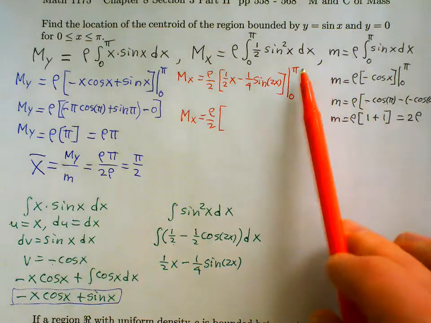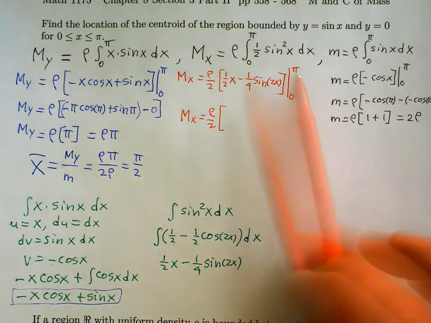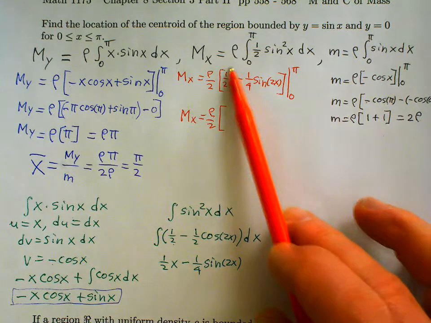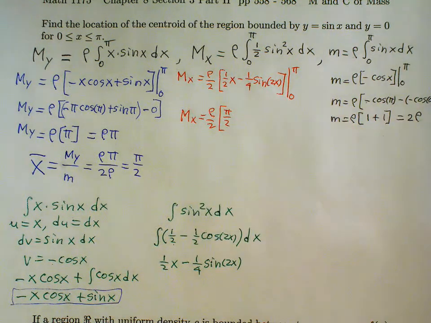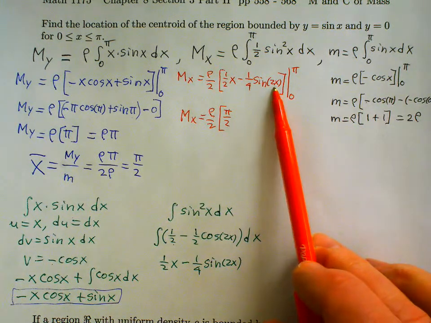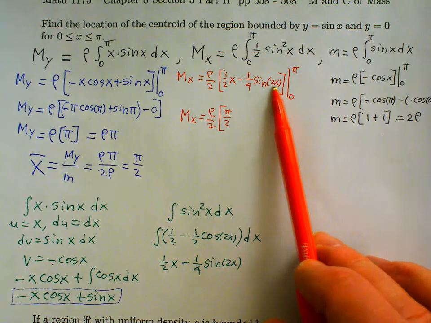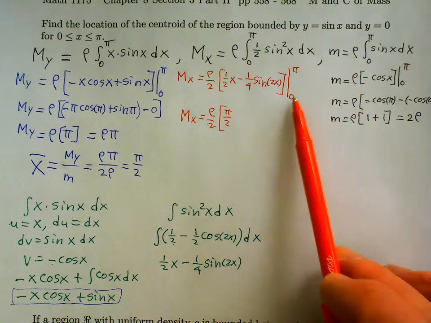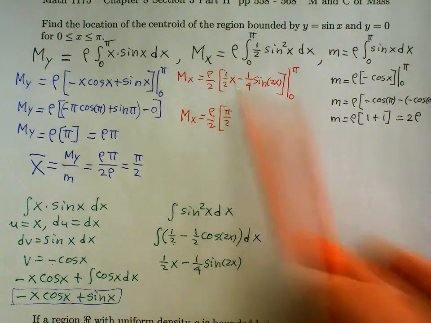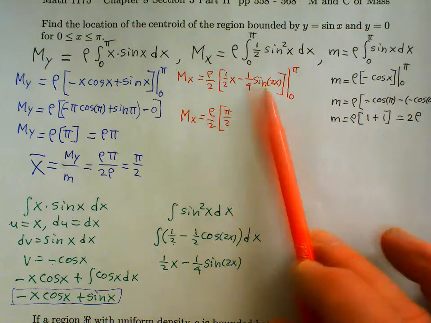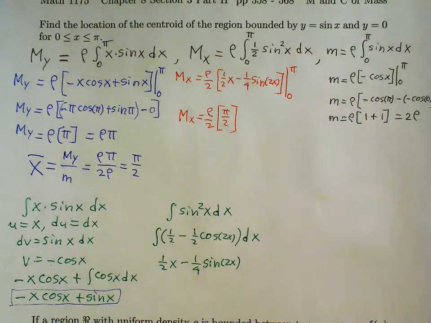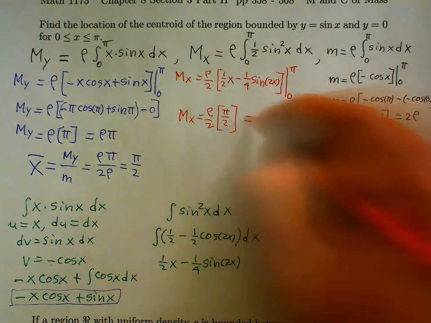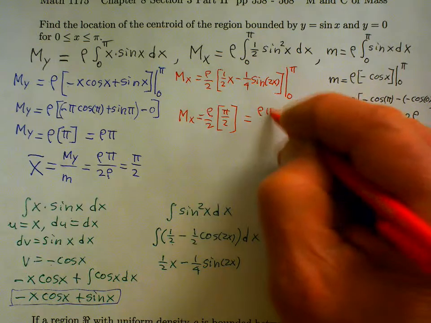So when x is pi, I get 1/2 times pi, or pi over 2. And the other term is going to be 0 because sine of 2 pi is 0. And then for the lower limit, when x is 0, the other terms are 0. So this is all we get. Rho divided by 2 times pi divided by 2, or rho times pi divided by 4.